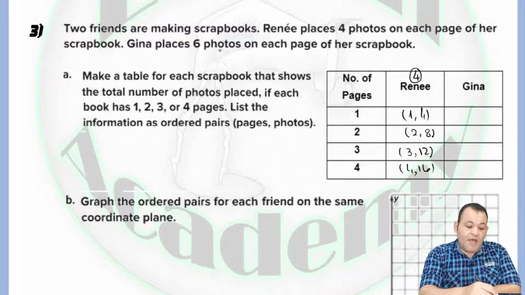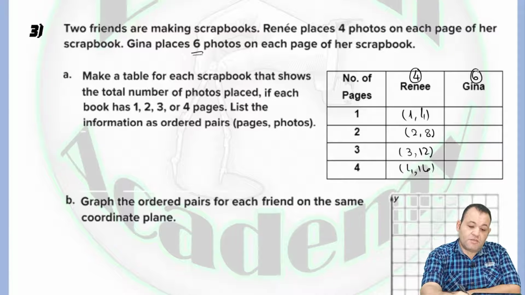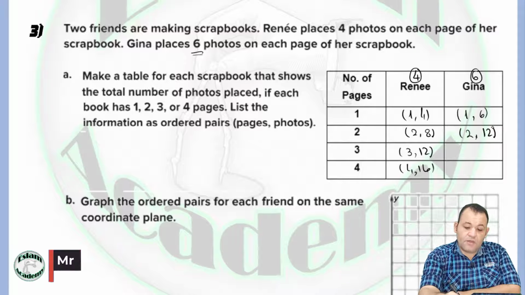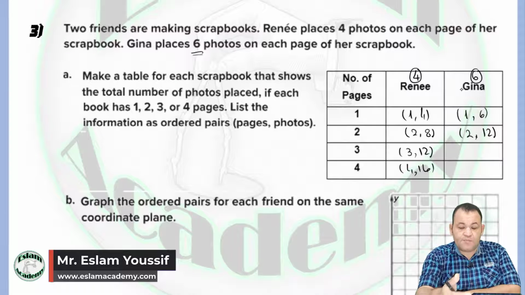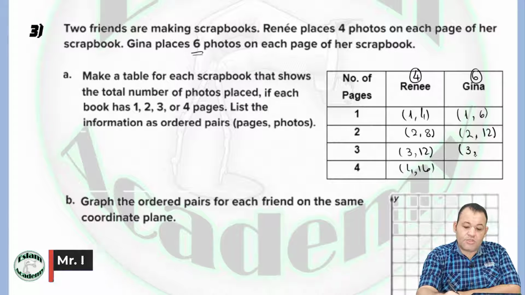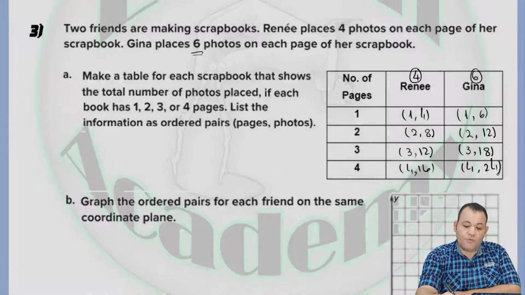Now for Gina. As we said, Gina is placing 6 photos in each page. So for 1 page, she will have 6 photos. For 2 pages, it will be 2 multiplied by 6 equals 12, because for each page we have 6. For 3 pages, it will be 18. For 4 pages, it will be 4 multiplied by 6 equals 24.